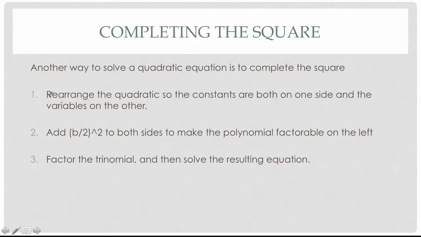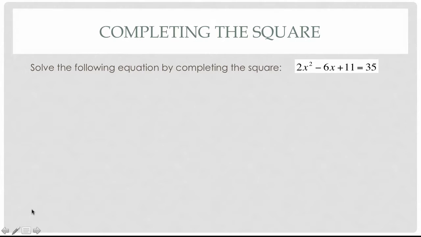So here are the steps. You want to take your quadratic equation and rearrange it so that the constants are on one side and the variable terms are on the other. Then we're going to look at adding this whole mess of stuff here, b divided by 2 squared. We add it to both sides, and we force our polynomial to become factorable. Again, this will make sense when we do an example here. Finally, once we make it factorable, we factor it, and then we solve the resulting equation. So let's use the method of completing the square and solve this one out.